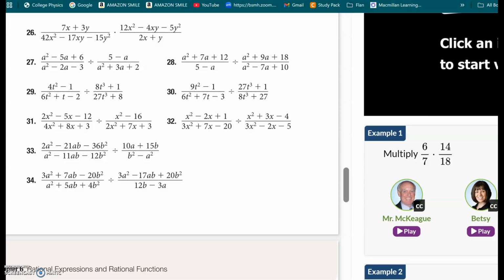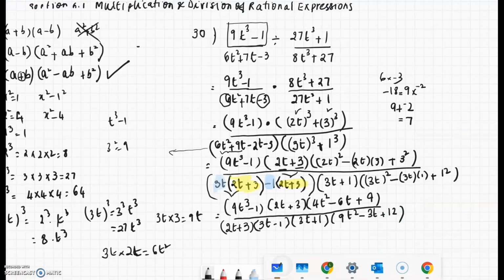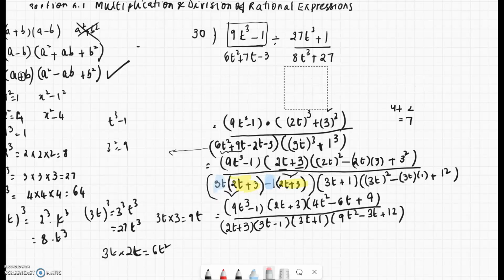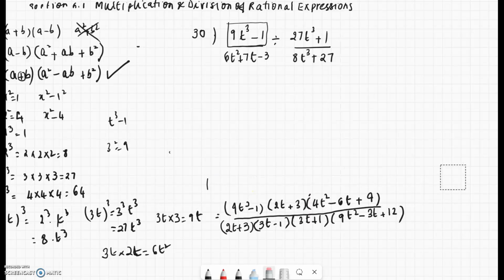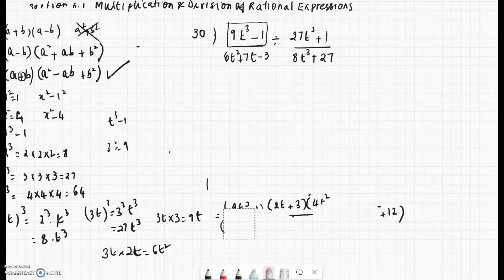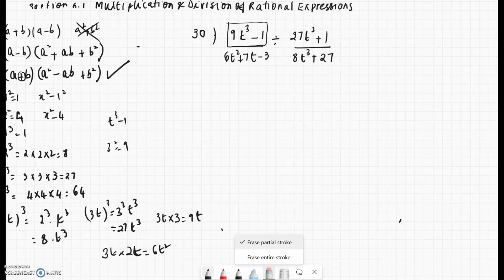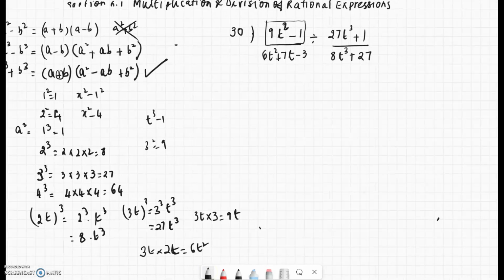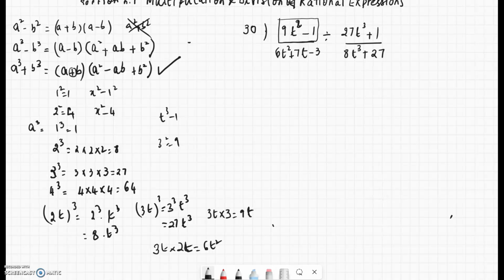So we're doing one of the problems from the textbook. And let me just erase this. Okay, so this should have been a square. And what you need to remember is squares.